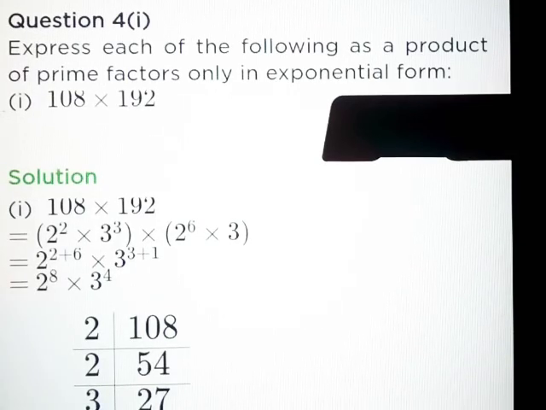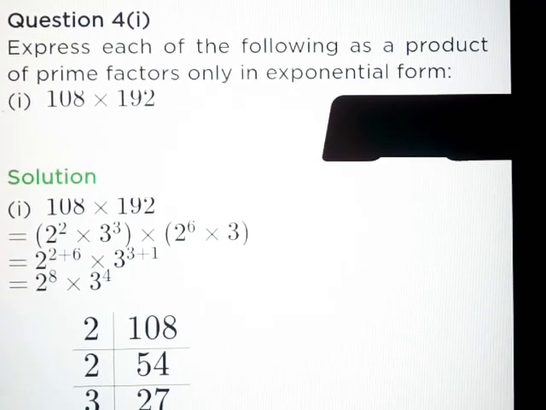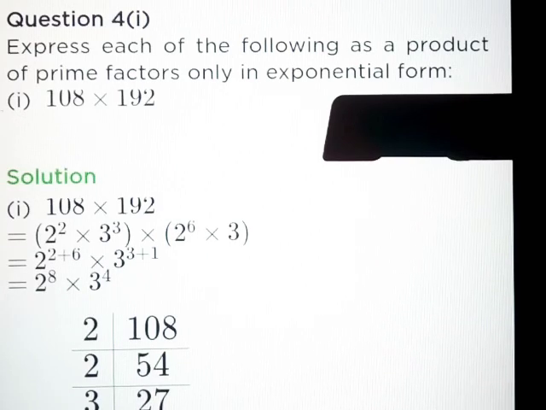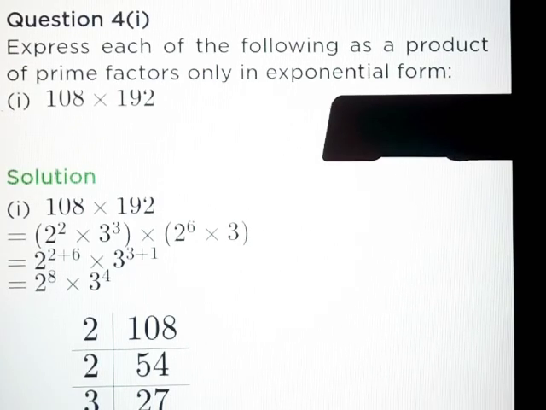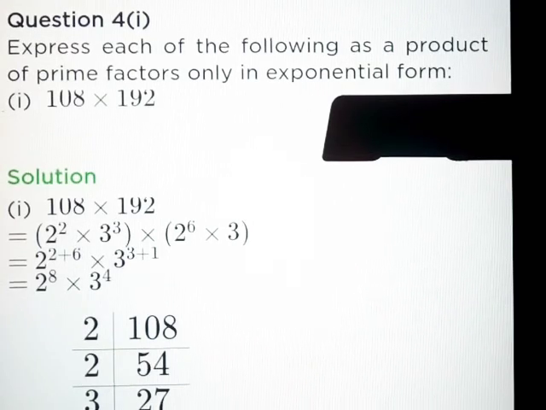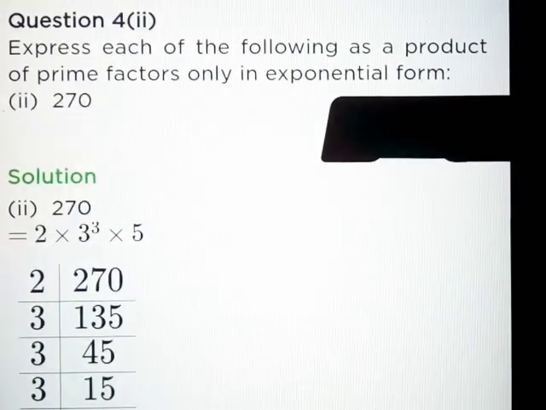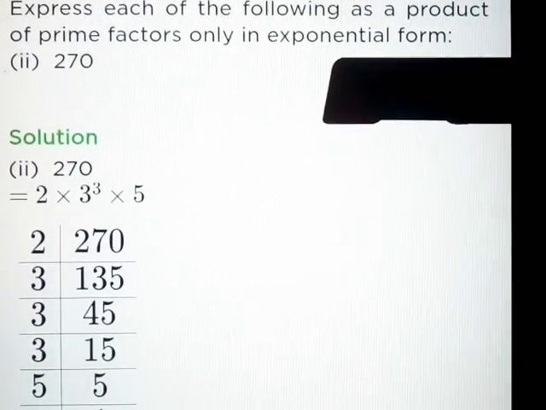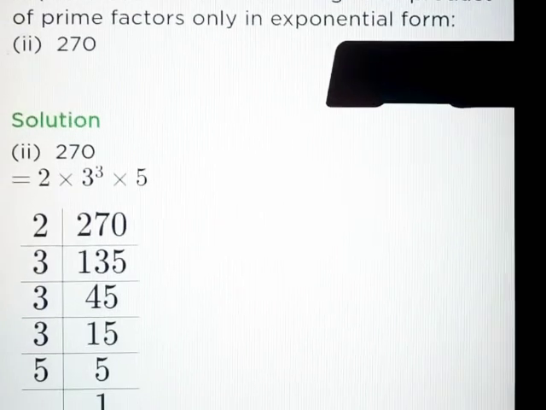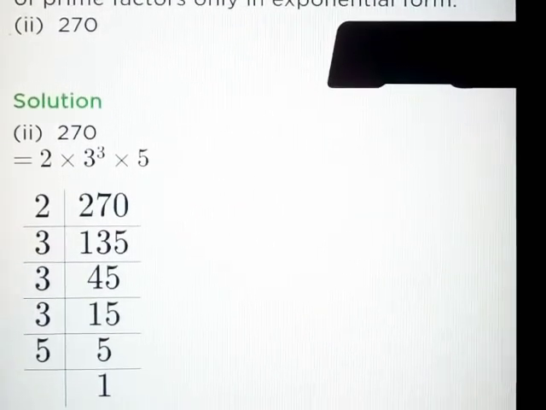Question number 4, part A. Express each of the following as a product of prime factor only in exponential form. First, 108 into 192 is equal to 2 raised to power 8 into 3 raised to power 4. Part B, 270 is equal to 2 into 3 cube into 5.